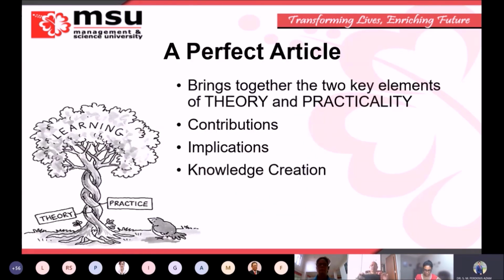And we have to remember a perfect article always brings together the 2 key elements, theory and practicality, with contributions, implications, and knowledge creation. But make sure that even though this is contribution, we have to write managerial contribution. Sometimes we have to come up with commercialization. It depends on our research. Even though commercialization may not be a part of our thesis, if you would like to publish in a journal, we must write commercialization if it is technology based, how you'd like to marketize the things.